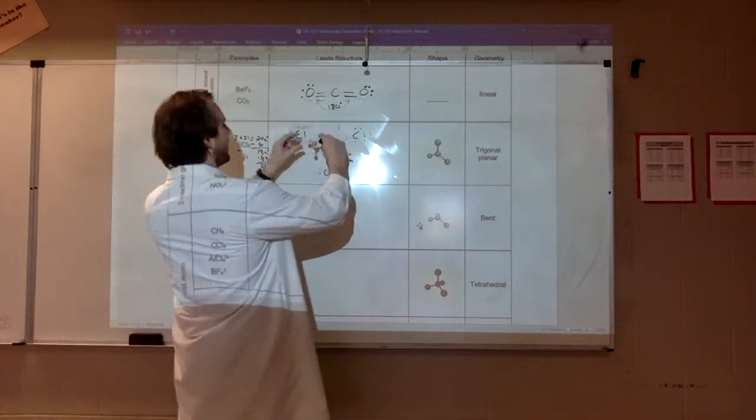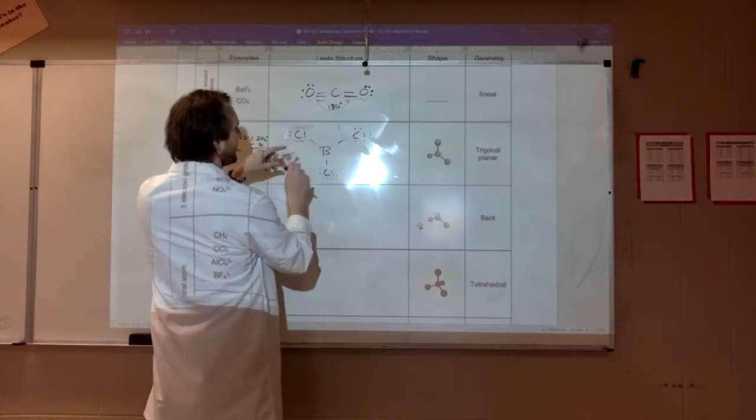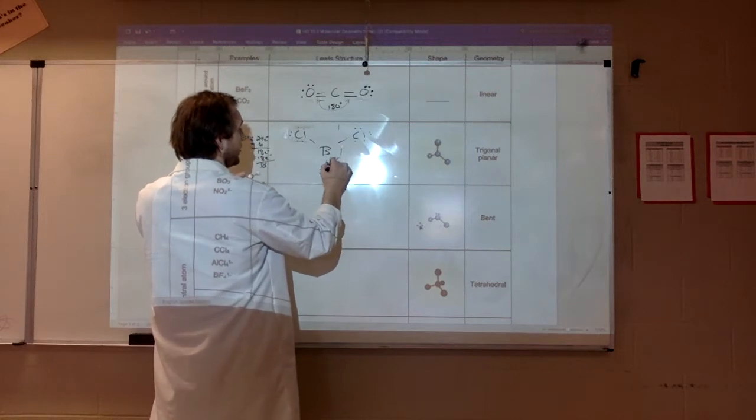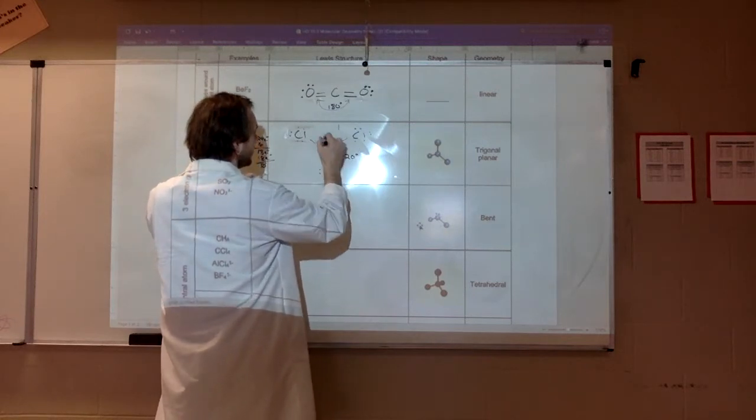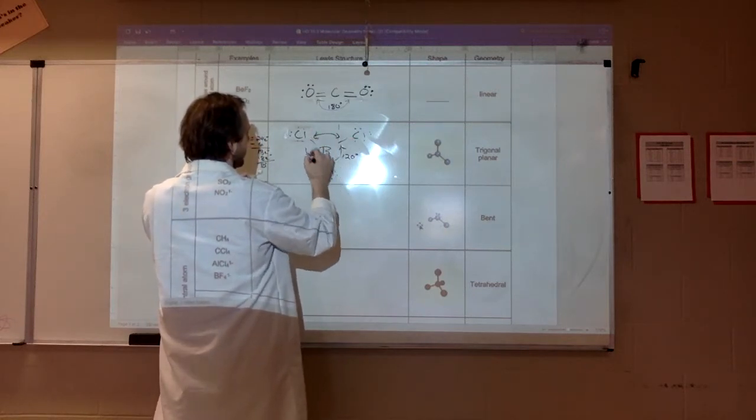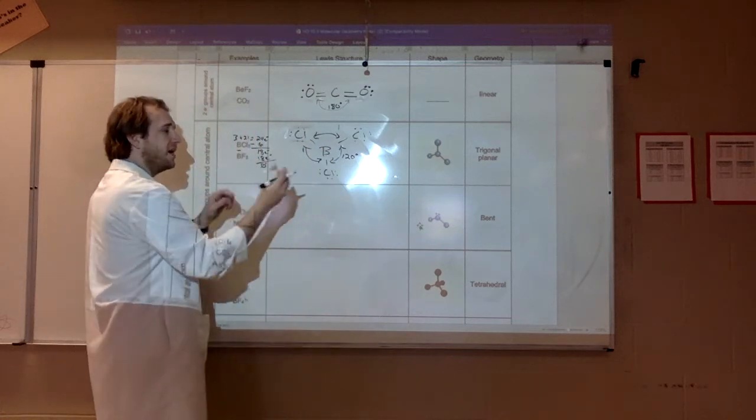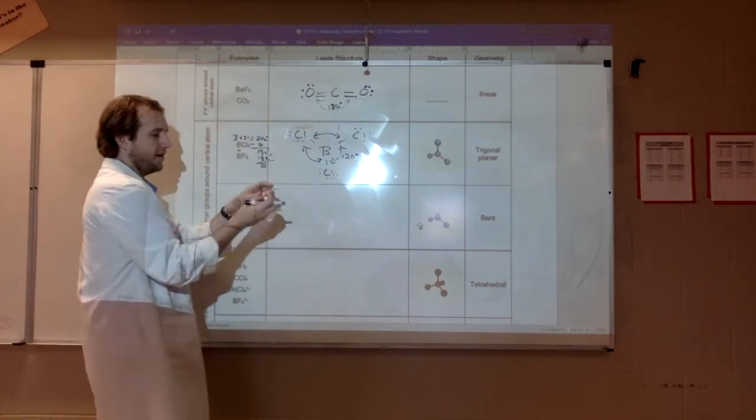If we were to think about our bond angles here, in terms of three-dimensional space, 360 divided by 3 between these 2 would be 120 degrees for all of these chlorides going around the outside of our boron trichloride structure.